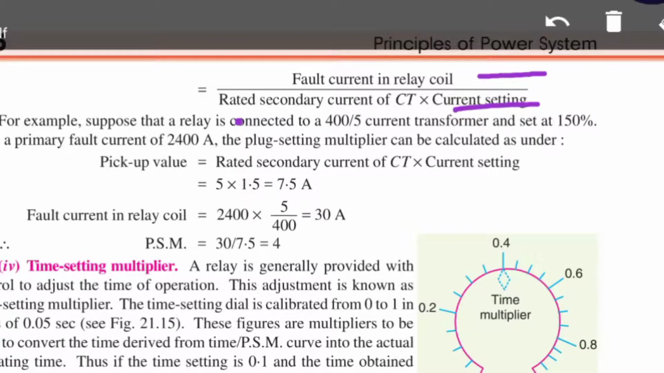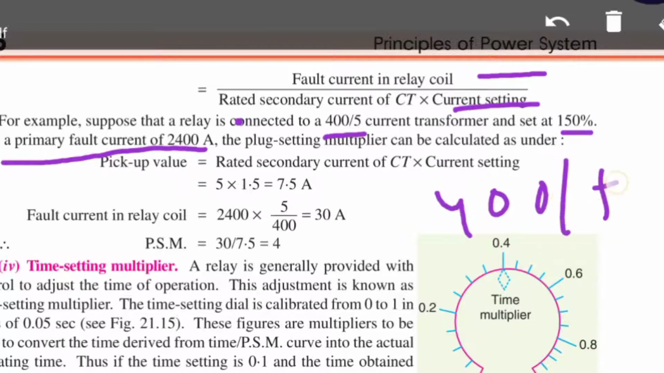For example, a relay connected to a 400 by 5 current transformer and set at 150% with a primary fault current of 2400 amps. How to calculate the plug setting multiplier? Already CTs have ratios like 400 by 5, 1000 by 5. Secondary current will always be 5, therefore relays can easily be constructed for 5 amps.